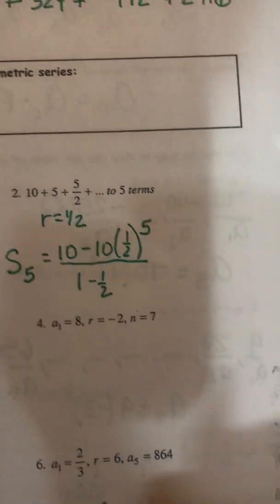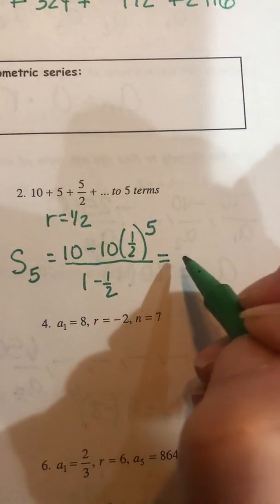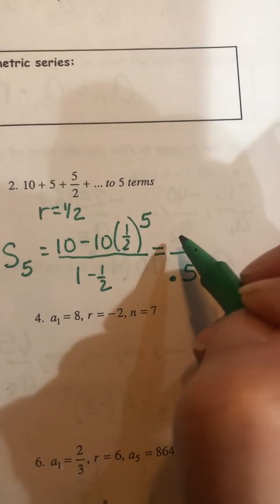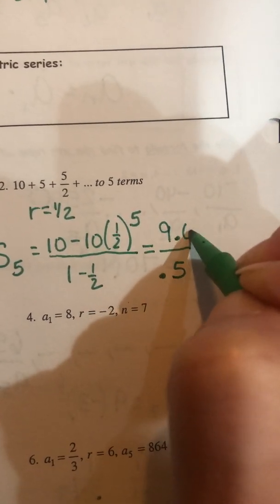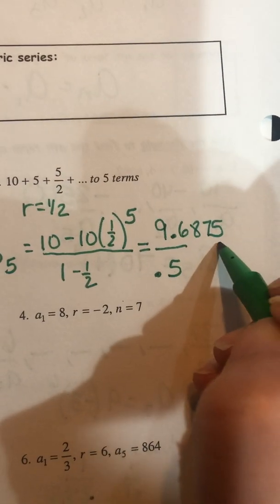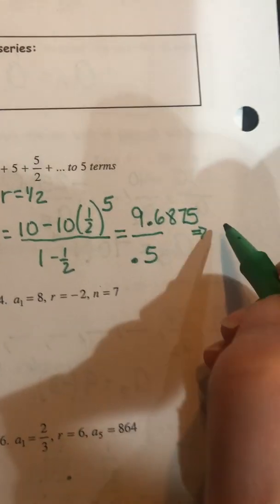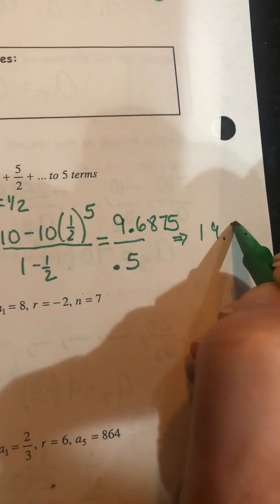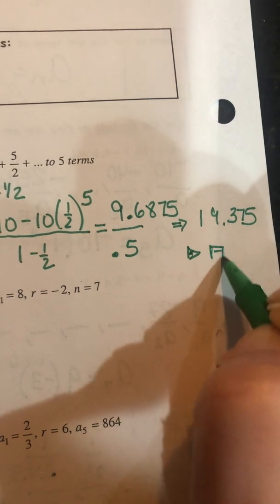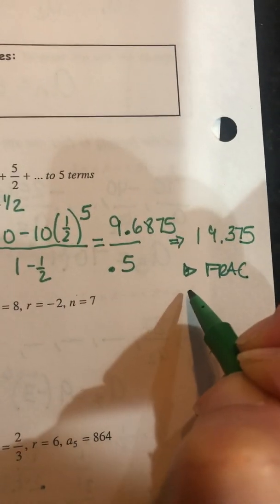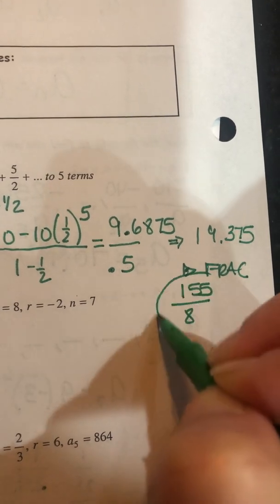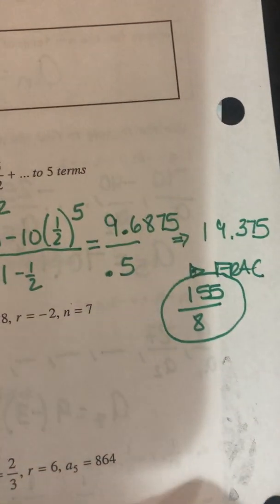We always want our answers as fractions, but we can do decimals in between. So if I put this in the calculator and I just have this answer written down here, yeah, 9.6875. If I put that in the calculator, I'm going to get 19.375. But again, I always want my answer as a fraction. So I'm going to change it to frac, 155 over 8. Perfect.